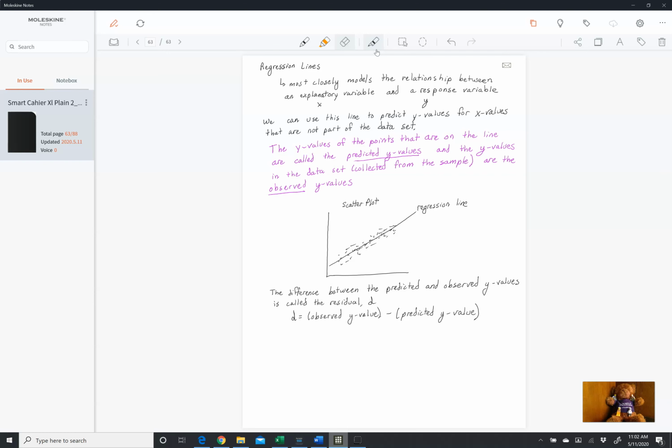So then we have to talk about how do we actually come up with this line, right? We need an equation for the line. So the regression line, or the line of best fit as we define it, is the line where the sum of the squares of the residuals has to be as small as possible, so as close to 0 as possible.